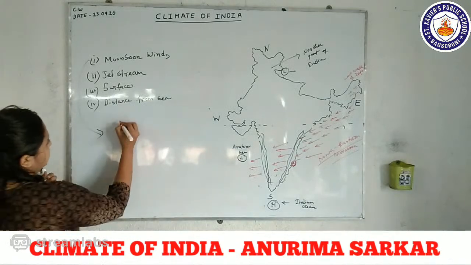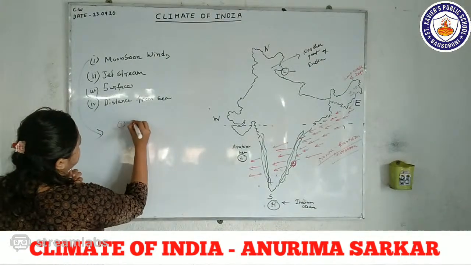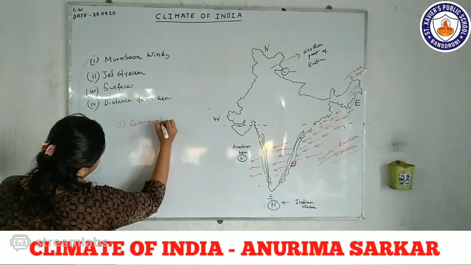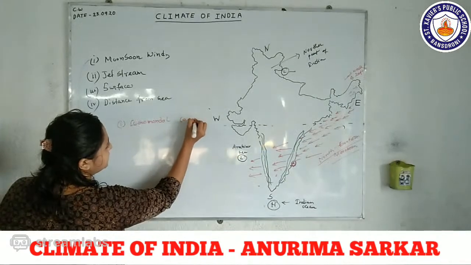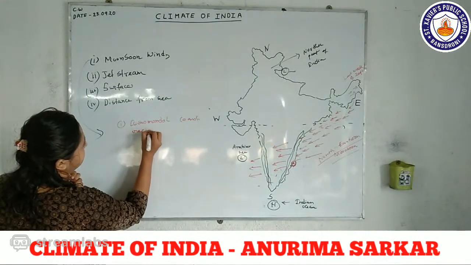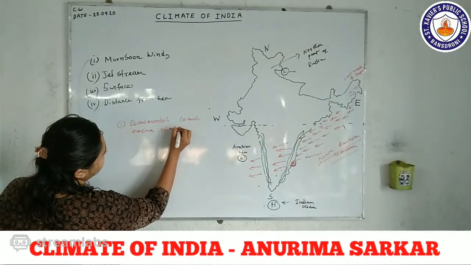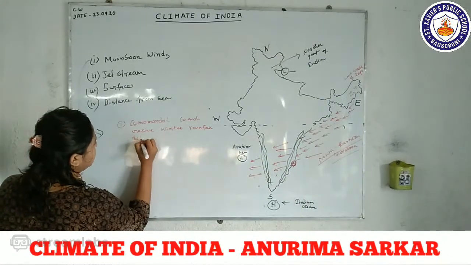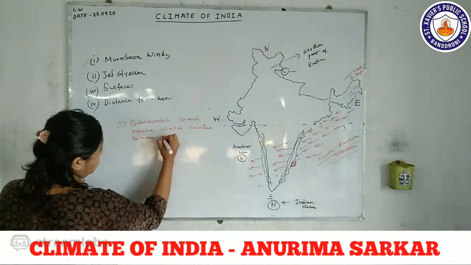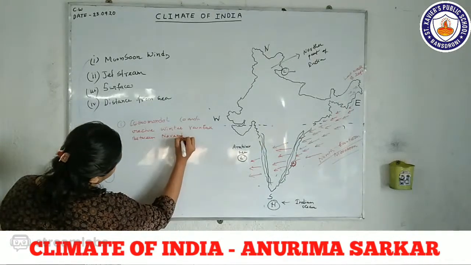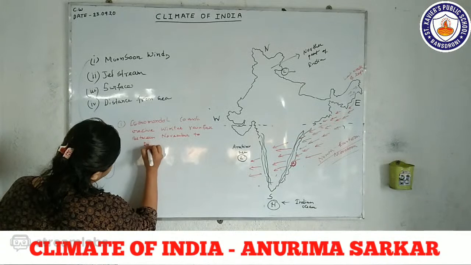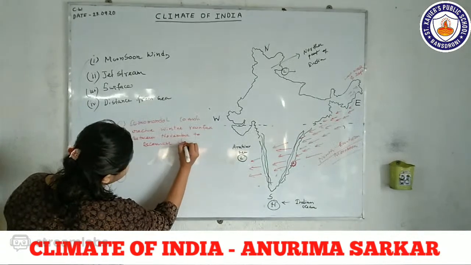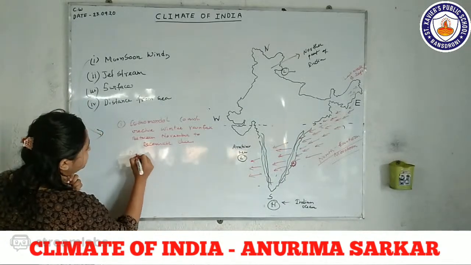I just write a statement: Coromandel coast receives winter rainfall between November to December due to northeastern monsoon.